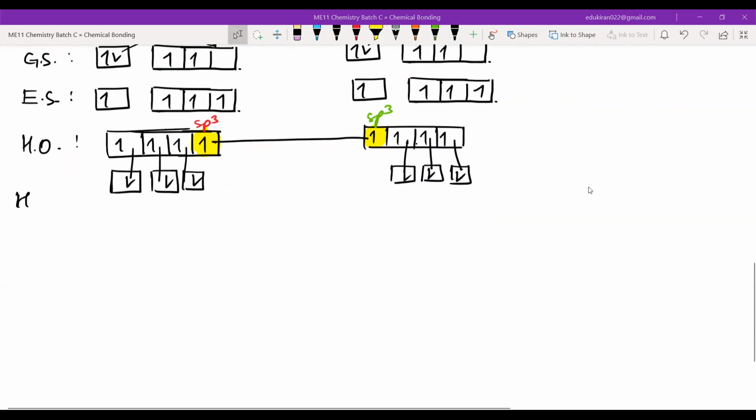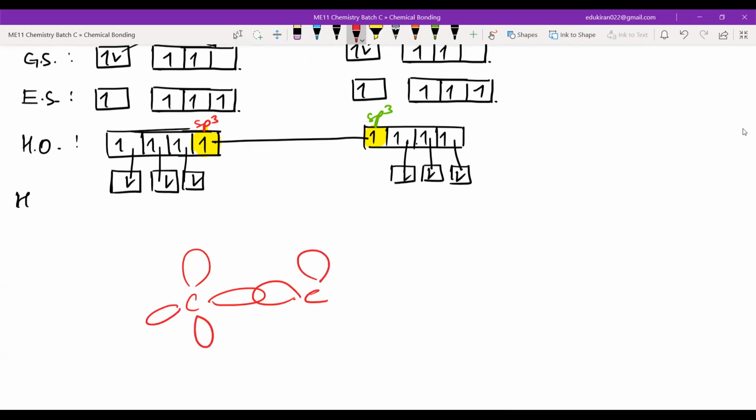So you will have carbon. Let me make this red and green also. You have carbon here. Then you will have another carbon sp3 here. So these are the 4 sp3 of this carbon, and 2 we have made here. Let's make the another 2. This should be green.